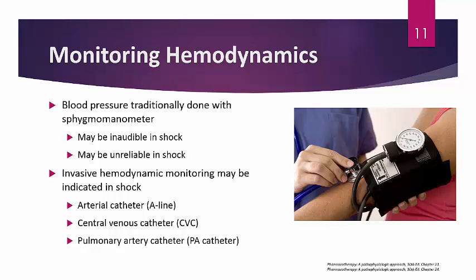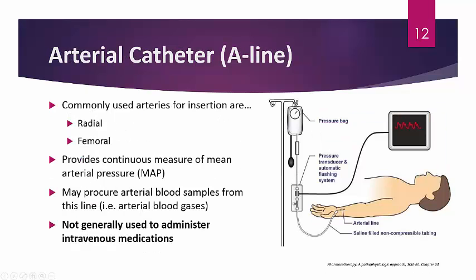In some cases, you may need invasive hemodynamic monitoring in shock, and those can be done with an arterial catheter or an A-line, a central venous catheter, a CVC, or a pulmonary artery catheter or a PA catheter. And we'll talk about what each of those are. An A-line or an arterial catheter you may be familiar with from last semester whenever we talked about acid-base disorders. And commonly, an arterial line is inserted radially, so in this wrist area of the patient, or it can be inserted femorally.